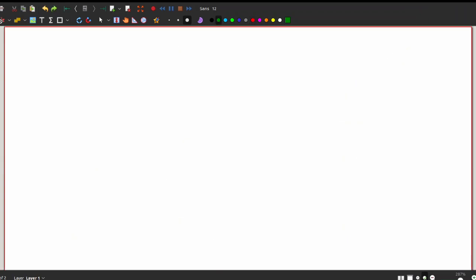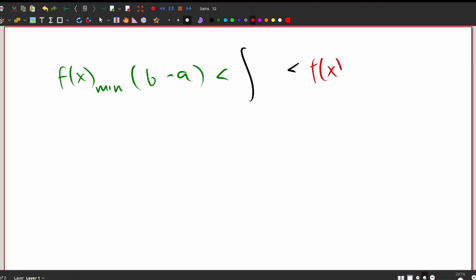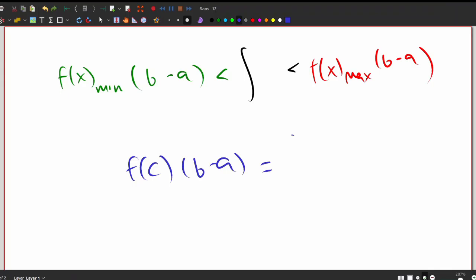So just to be more explicit, we'll say that f of x minimum on this interval times the range, which is b minus a, is less than the integral, which is less than f of x max times b minus a. This means there has to exist some value c where f of c times b minus a is equal to the integral.